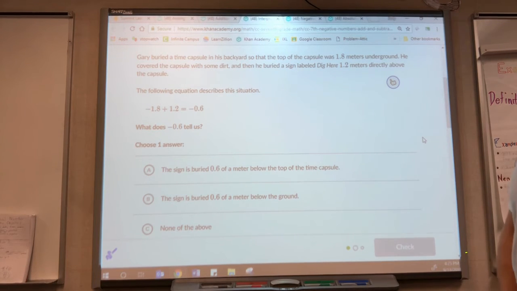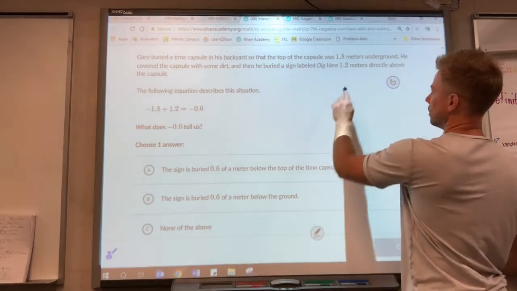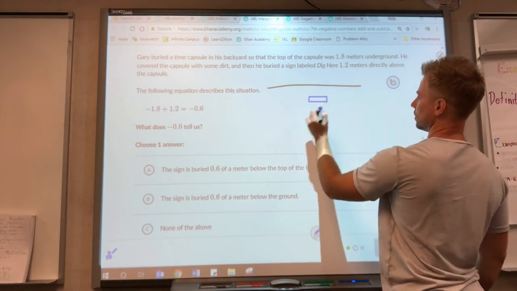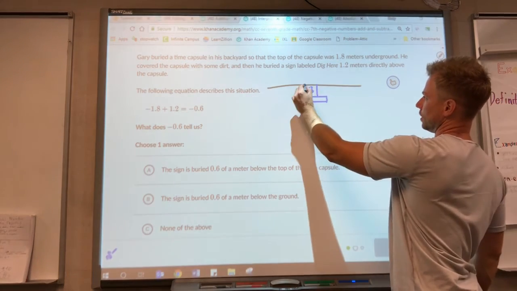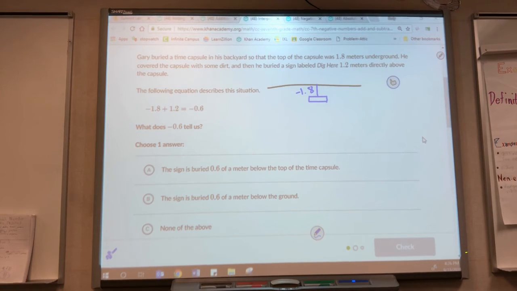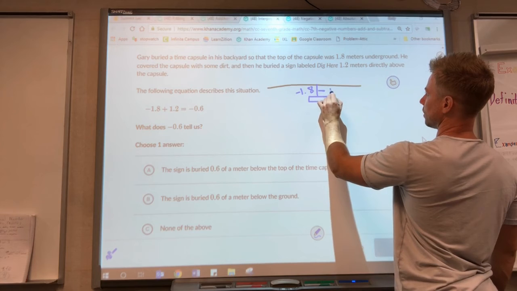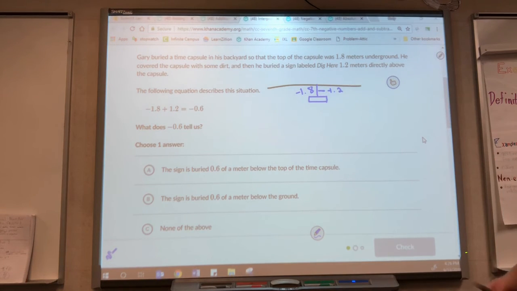Okay, Gary buried a time capsule in his backyard so that the top of the capsule was 1.8 meters underground. Okay, we better draw a picture of this. Here's the ground. The top of the time capsule, say it looks like that, is 1.8 meters below the ground. So that would be a -1.8. It's below ground. He covered the capsule with some dirt and then buried a sign labeled "Dig Here," 1.2 meters directly above the capsule. Okay, so right here at 1.2 is a sign that says "Dig Here."